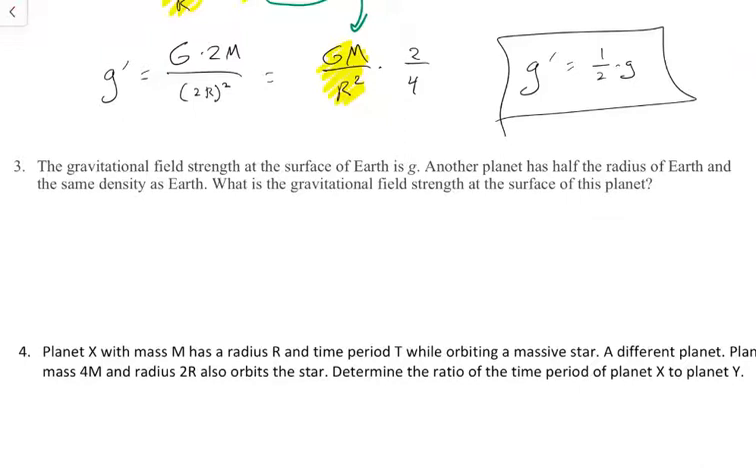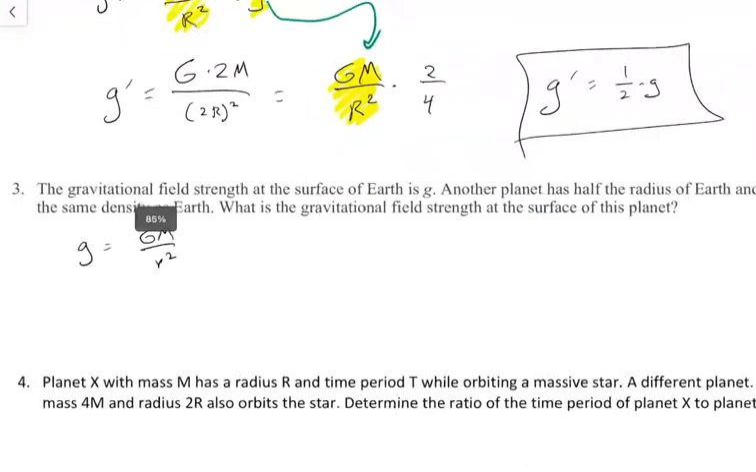So number 3, the gravitational field strength at the surface of Earth is G. Another planet has half the radius of Earth and the same density as Earth. What is the gravitational field strength at the surface of the planet? So first, we need to recognize G is equal to Gm over r squared. Nothing has changed there. But then it says another planet has half the radius of Earth and the same density as Earth.